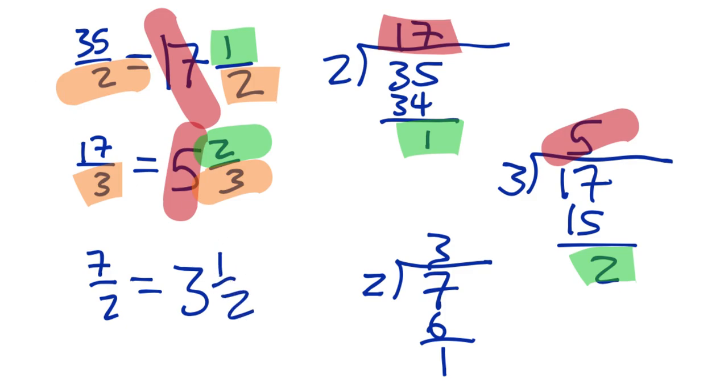Again, color coding it so you can see, hey, 3 was the answer. That's our quotient. 3 is going to be our number there. 1 is the remainder. So now that's going to be the numerator of our new fraction. And then the original denominator, 2, is still going to be the denominator in our answer.